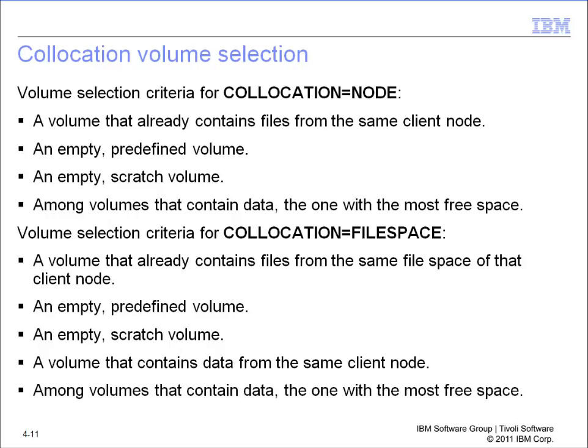Now even more granular is the collocation equals file space. First it's going to look for other files from the same file space. Then it's going to look for an empty, predefined, or scratch volume. If that's not available, it's going to look for a volume that has data at least from the same client node. Then if that's not available, you will go with the volume with the most free space.